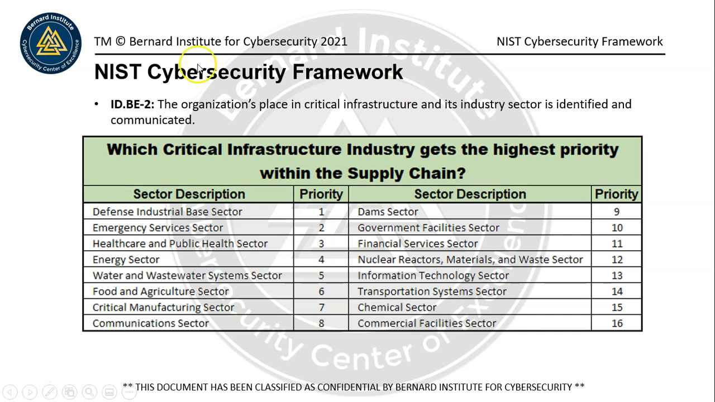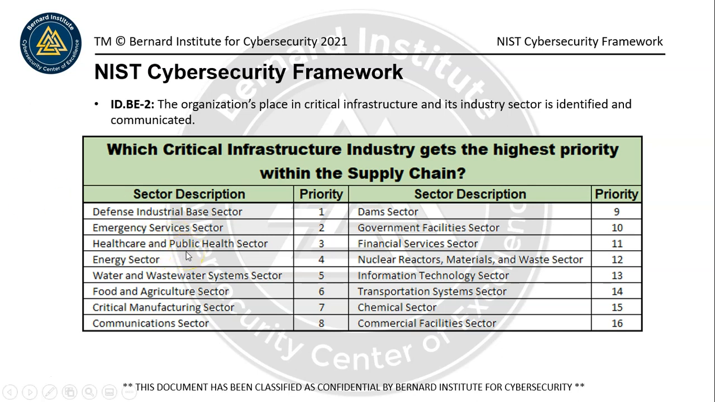Next, under the BE2, the organization's placement in critical infrastructure needs to be understood. So what I've done is I've taken the 16 different areas of the critical infrastructure and I've prioritized them. So you may agree or disagree with this prioritization, but this is a first shot at this. So I believe that defense industry is number one. Emergency services are number two for obvious reasons, because without these services, we can't protect our country and we can't respond to any kind of natural disasters.